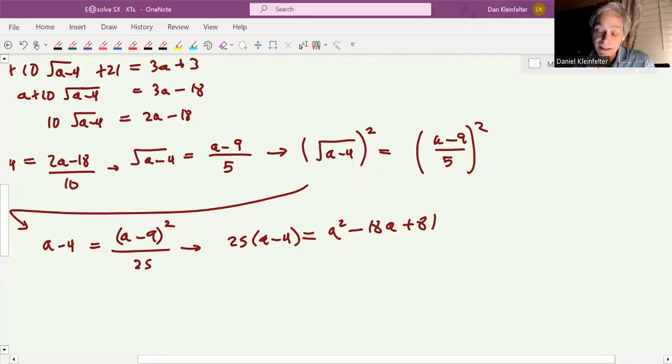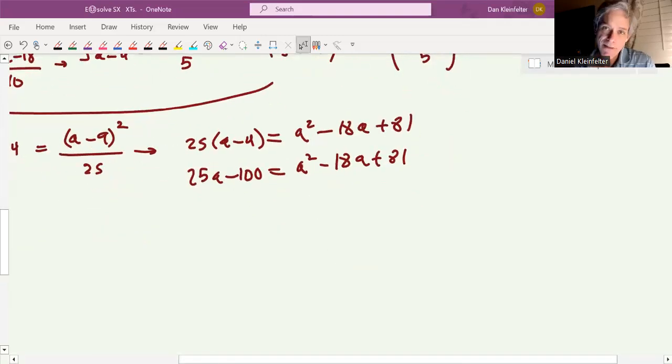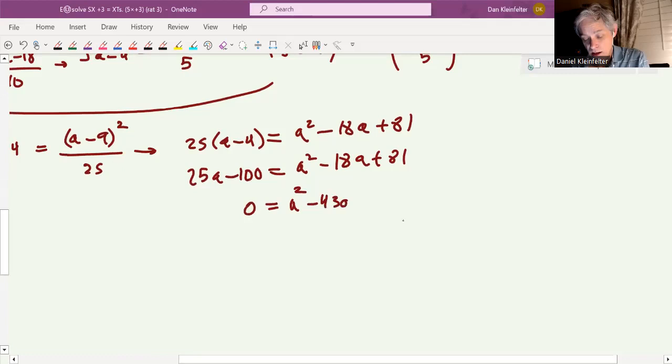Okay, so then multiply to clear parentheses away. That's going to be 25a minus 100. And then this will be a squared minus 18a plus 81. Okay, so now I need to collect everything on one side, set it equal to 0, and then we'll try factoring. All right, so then we have negative 18a already. We're going to subtract 25, so that's 43a. And then on the right side, we have 181.